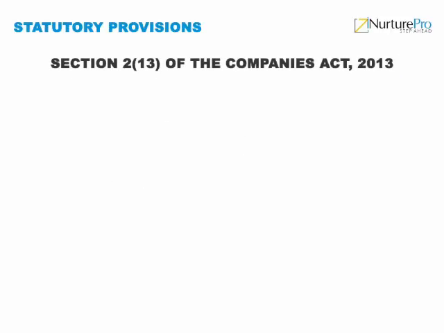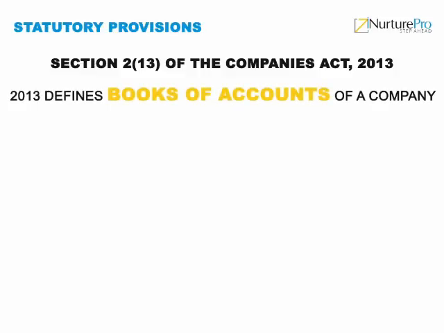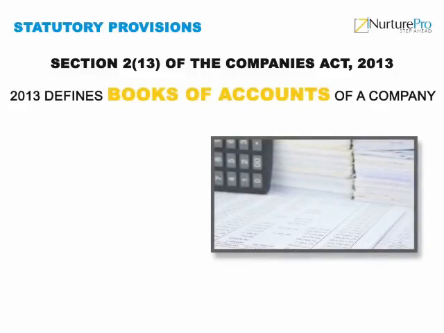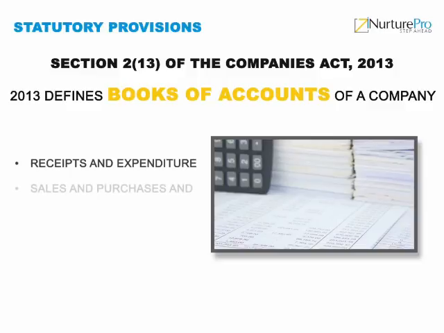Section 2 with the subsection 13 of the Companies Act 2013 defines books of accounts of a company to mean all those records that deal with number 1. Receipts and expenditure, number 2. Sales and purchases, and number 3. Assets and liabilities. Thus, every record that deals with either of these constitute books of accounts of a company.